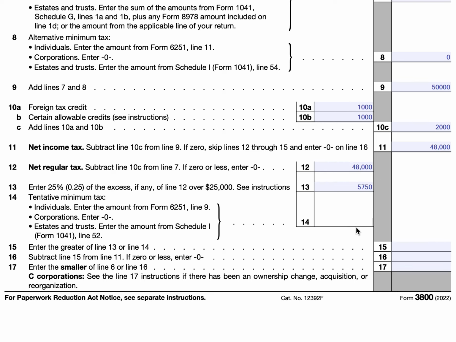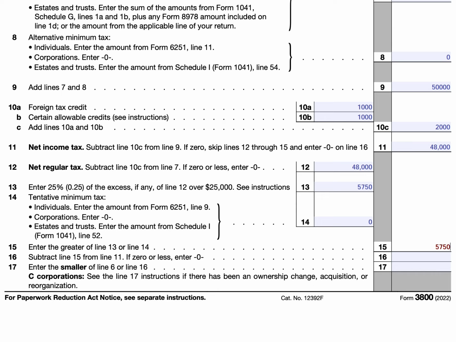So we'll then enter the tentative minimum tax again from the appropriate line. So for individuals, that would be from line 9 of your AMT form. For estates and trusts, that would be from line 52 of Schedule I. And again, we'll just say that there's no tentative minimum tax. In this case, we'll enter the greater of either line 13 or line 14, which is $57.50.